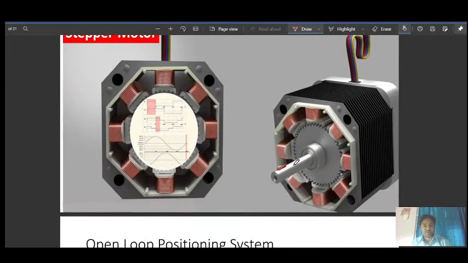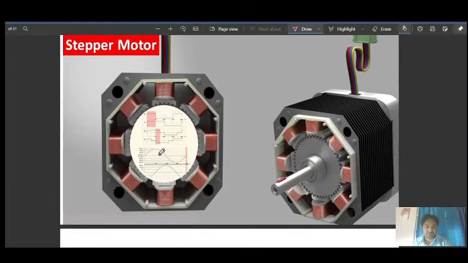So as you can see here, a hybrid stepper motor. At the start, what you can see here, we have 1, 2, 3, 4, 5, 6, 7 and 8 stator shoes, and then on that we have mounted our rotor here.